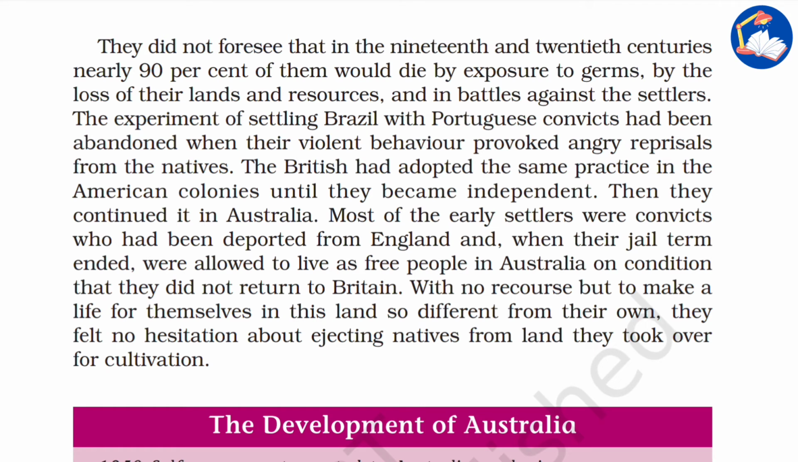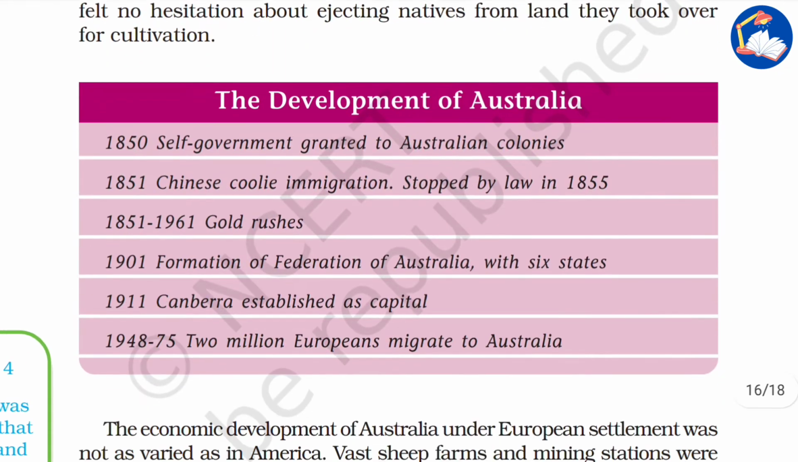And as I was saying, there were prisoners who were extradited from Britain or from other European nations who came and settled in Australia. They could live freely there, on the condition that they did not return to Britain, with no recourse but to make a life of themselves in this land so different from their own. So they felt it was okay.